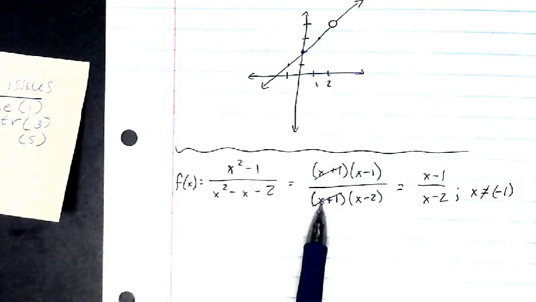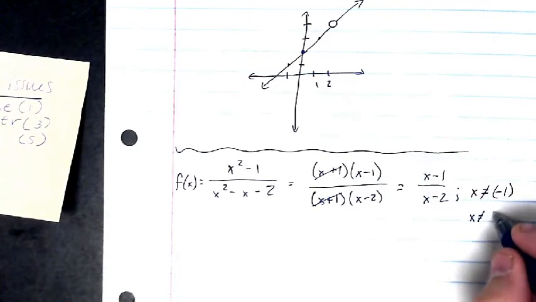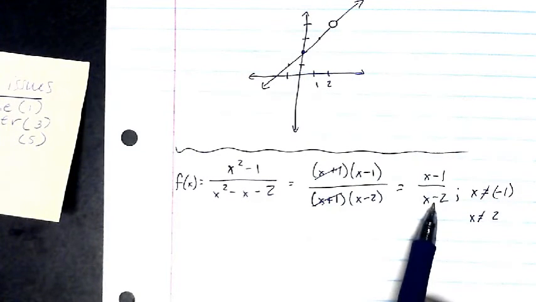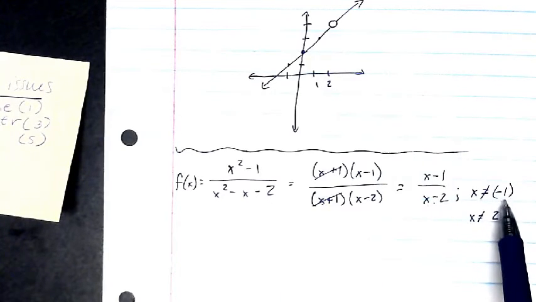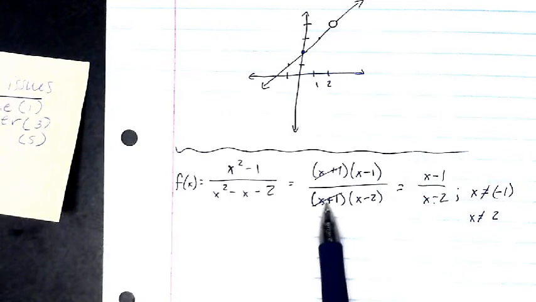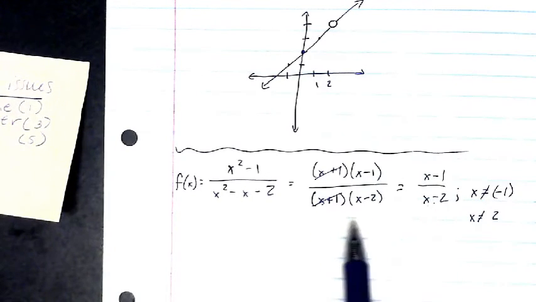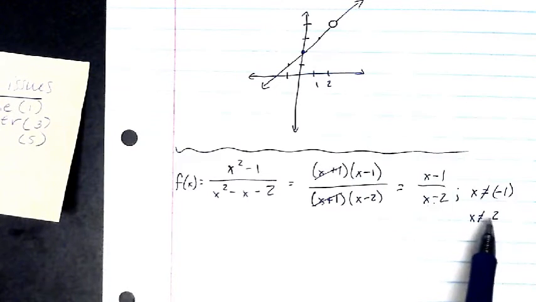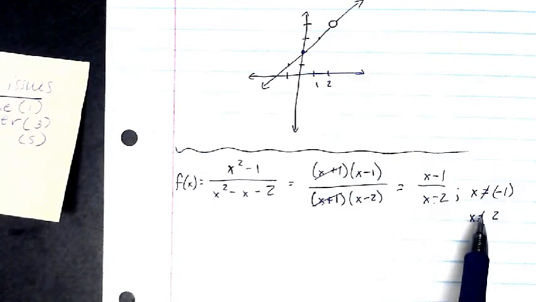X cannot equal negative 1. X also cannot equal 2 for this piece. So there are two restrictions to the domain, but you cannot overlook the negative 1 here from this part that cancels out. That's going to be a hole in the graph, not necessarily an asymptote. This x cannot equal 2 piece, this leftover at the bottom of the function here, is going to be an asymptote. But the negative 1 is going to be a hole in the graph.